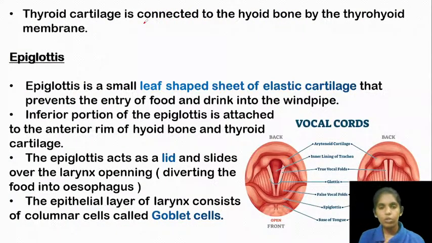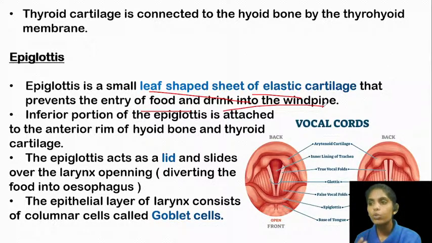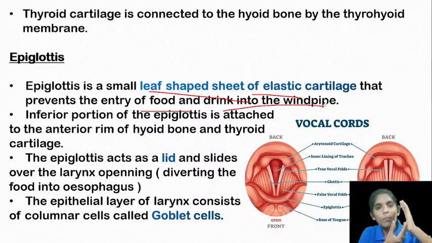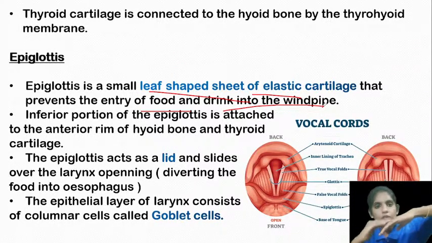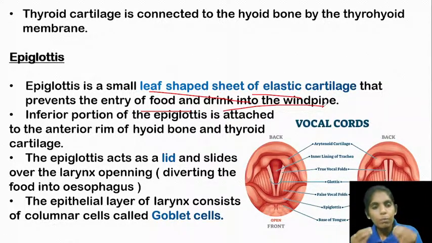Now the epiglottis. This is an important cartilage. The epiglottis is a small leaf-shaped sheet of elastic cartilage that prevents the entry of food into the windpipe. Here this is the larynx, and the epiglottis is present like this. When the food passes, this epiglottis will cover the larynx so that the food will not enter into the larynx and it will pass into the esophagus, which is present posteriorly. So what is its function? It prevents the entry of food into the larynx and diverts the food into the esophagus.